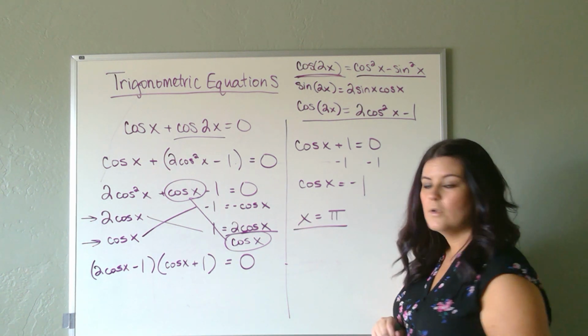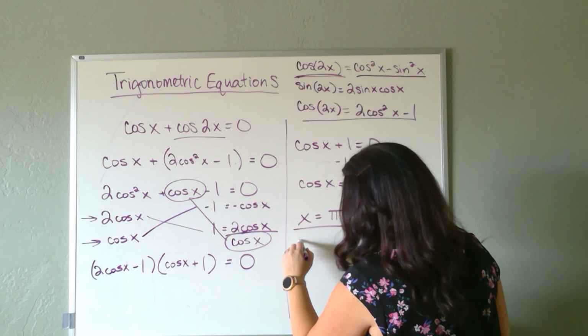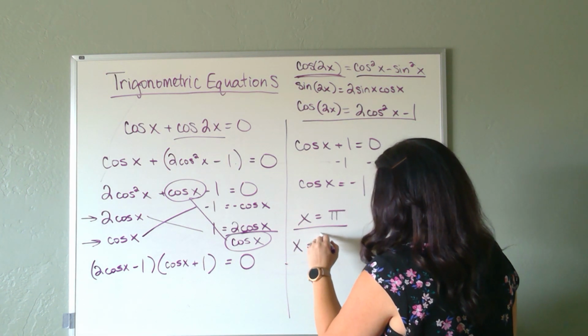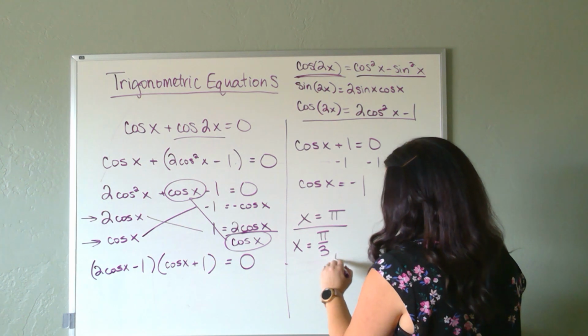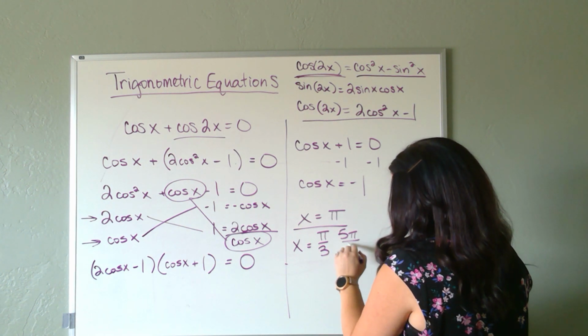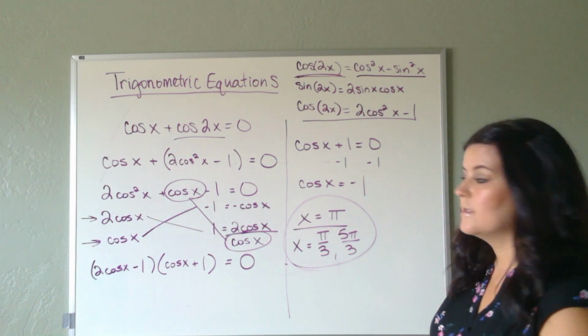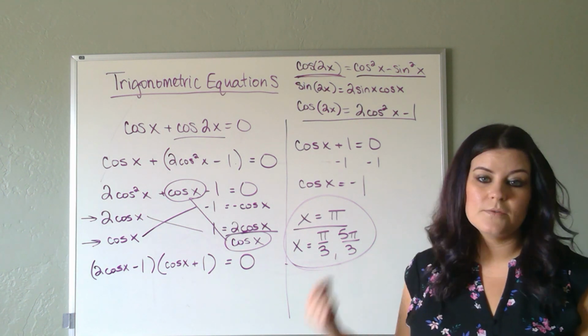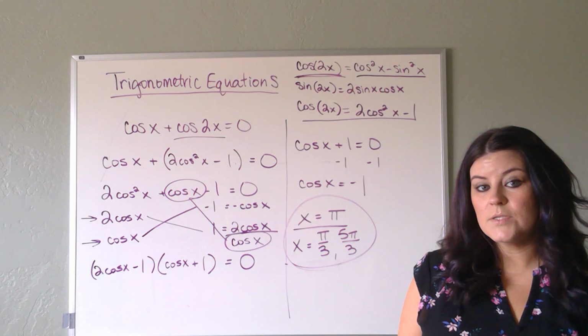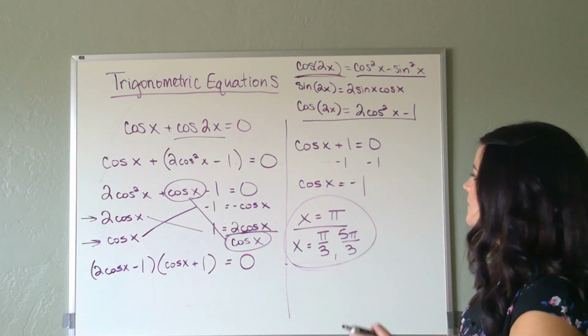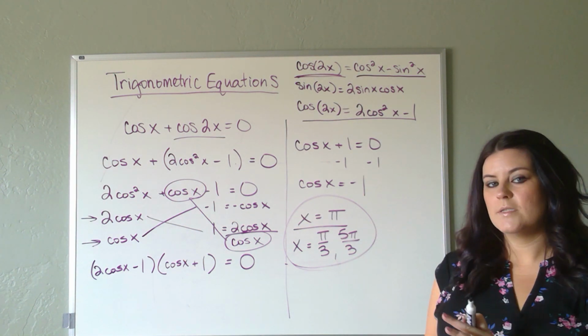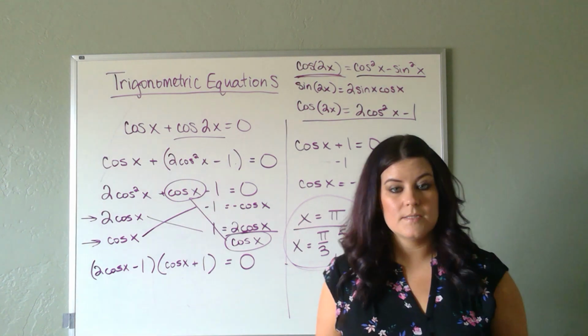That's an answer. What were our other two answers from the other factor? That's where we got the pi over 3 and the 5 pi over 3. So we have 3 answers on this problem. This was a long problem. This is going to be the worst kind of problem for us. I'm going to do one more with this double angle situation, and then you should be ready to start your homework.